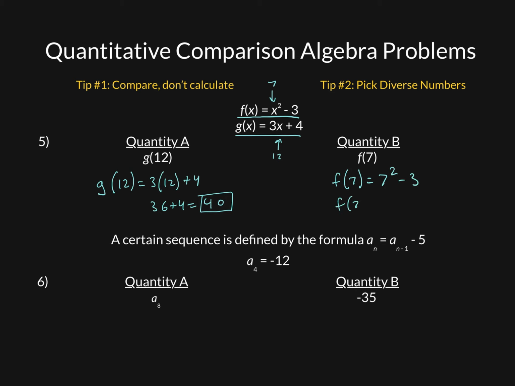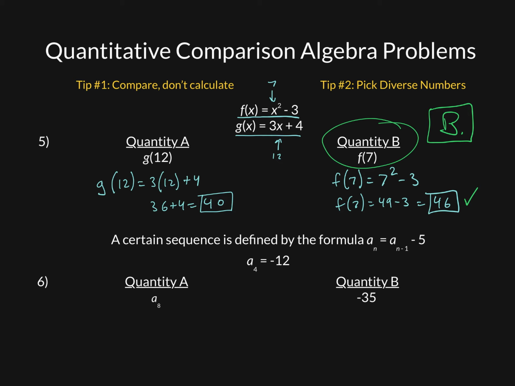So f of 7 equals 49 minus 3, which is essentially going to be 46. So we know that 46 is not bigger than 49. That problem is fairly simple there. We know that quantity B is bigger. Therefore, our answer here is going to be B. Now, let's go ahead and take a look at number 6.